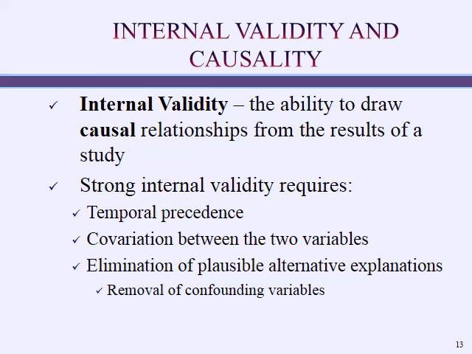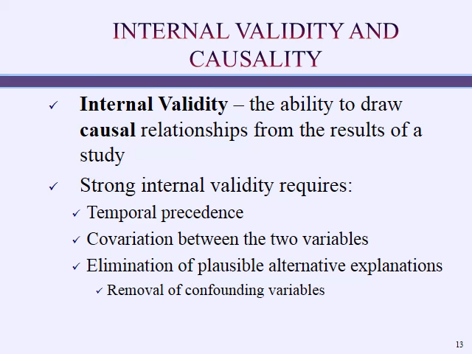Also, we need to make sure that these two variables, the independent and dependent variables, covary together. So there actually is a relationship. As one changes, the other changes. It doesn't matter if as one increases, the other decreases. If there's a curvilinear relationship, we just need to make sure that they vary together in some sort of systematic way.